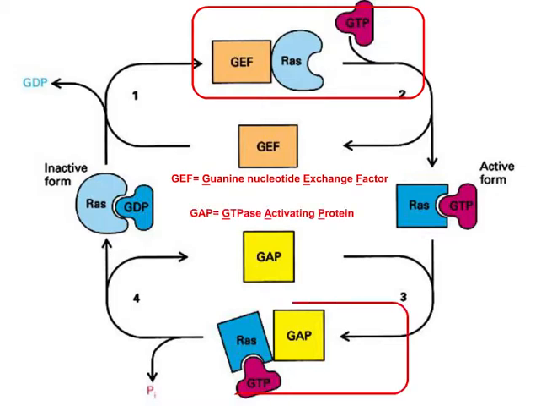GTPase activating proteins, or GAPs, are a family of proteins that function to accelerate the GTPase activity of Ras and thus shorten the period of time for which Ras is in its active GTP-bound form.